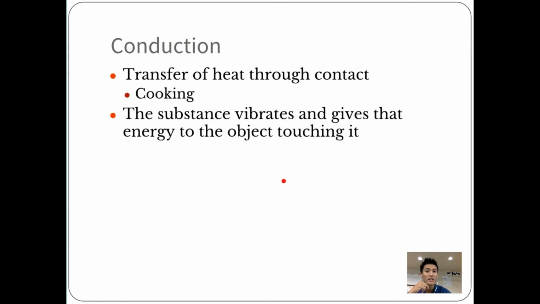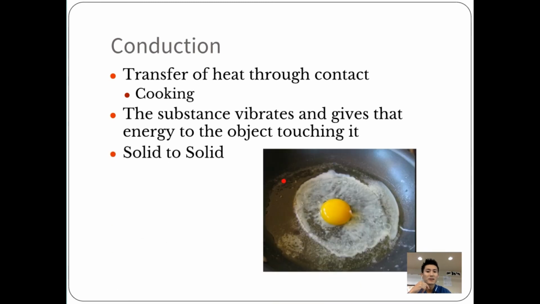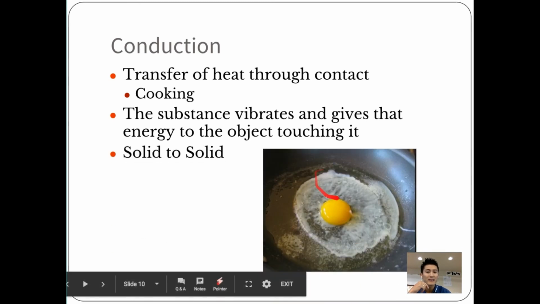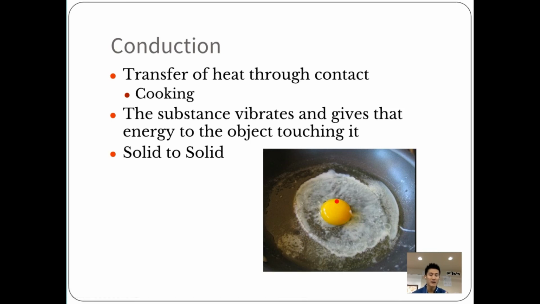And so we use this in cooking a lot. For example, when you're frying an egg, that egg is physically touching the hot pan. And because of that, we call this conduction. Okay? So the hot object is vibrating, and those vibrations give off energy to this other object, which absorbs the energy and causes its molecules to vibrate and start moving around. Okay, so that's kind of how conduction works.